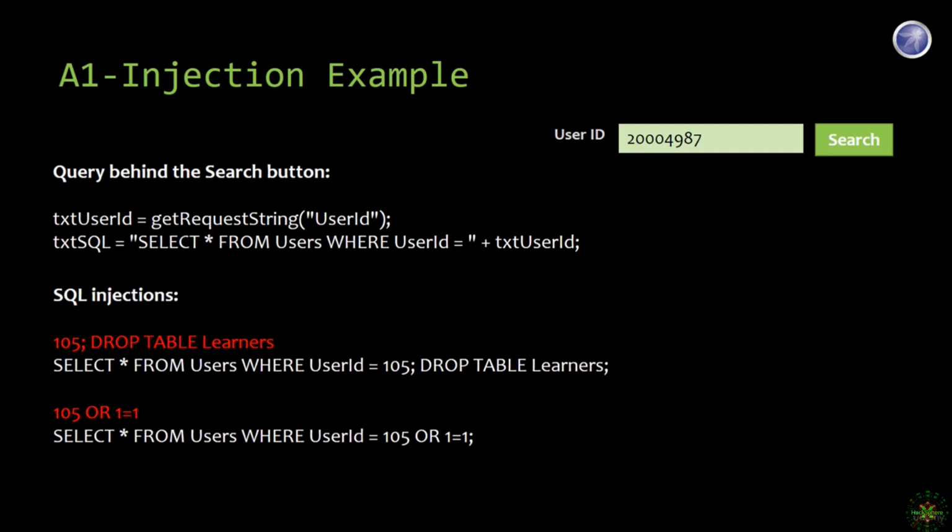Another example that you can use is to put 105 OR 1=1. As you know, 1=1 is always true. So the query will turn into SELECT * FROM users WHERE user_id = 105 OR 1=1. This query is true, so it will return all users.